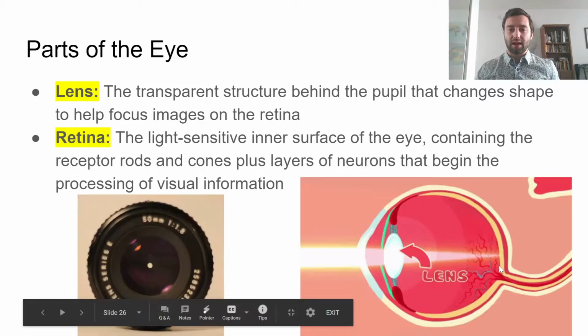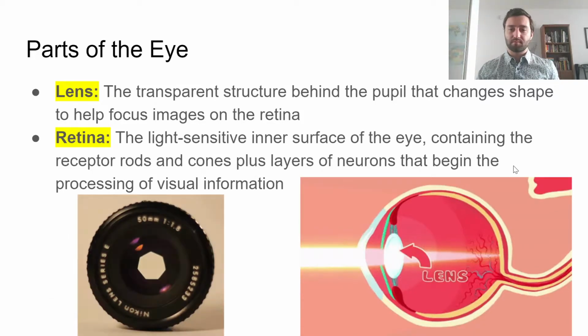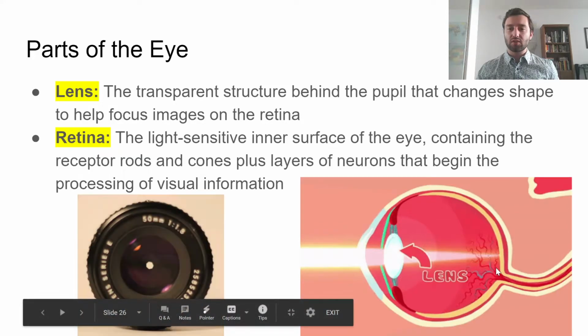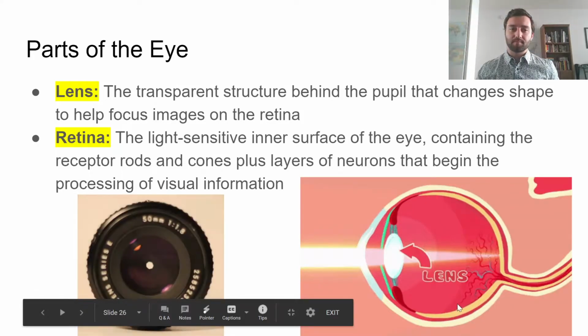Now, the back of that eye is what's called the retina. The retina is super important. The retina is the light-sensitive inner surface of the eye, so it's actually on the inside. It's this kind of light, I feel like it's a tan color. It's right here as well.